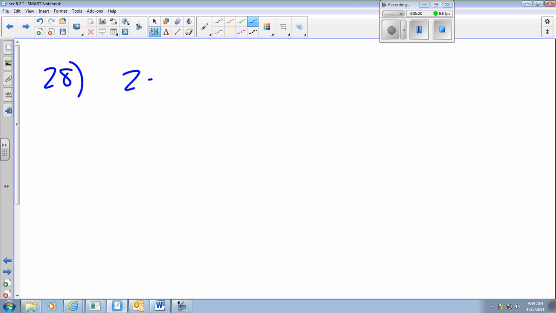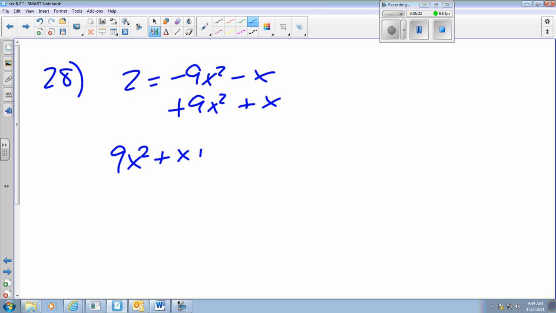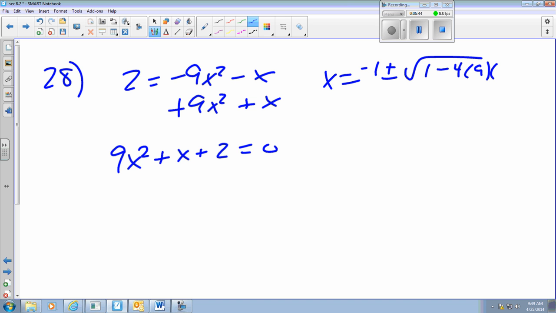I have 2 equals negative 9x squared minus x. I want to move everything so my squared term is positive, so I'm going to add 9x squared and add x to both sides, giving me 9x squared plus x plus 2 equals 0. Plugging it into the quadratic formula, I get x equals negative 1 plus or minus the square root of 1 squared, which is 1, minus 4 times 9 times 2, all over 2 times 9.